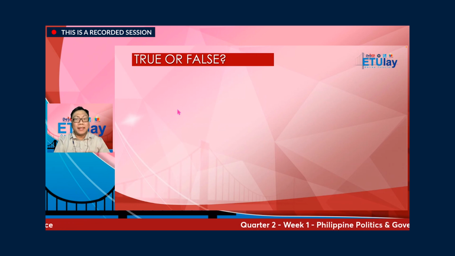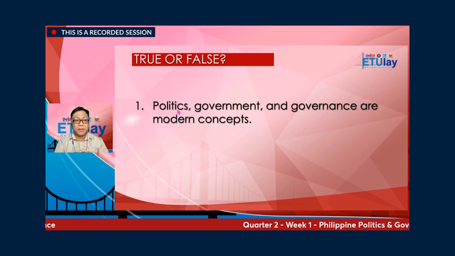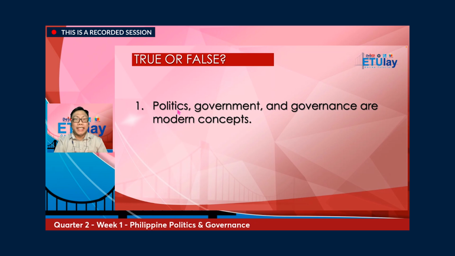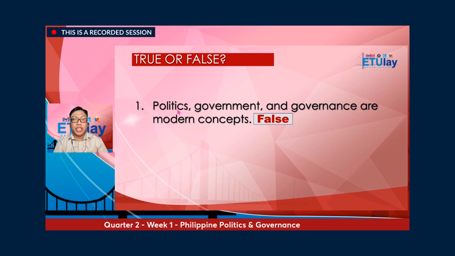So before that, I have an activity for you, true or false. So are you ready? Okay. So identify if the particular statement is true or false. First, politics, government, and governance are modern concepts. Okay? That's false. Because these concepts are as ancient as the ancient Greeks.